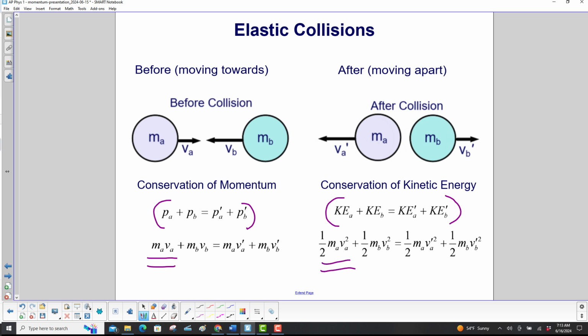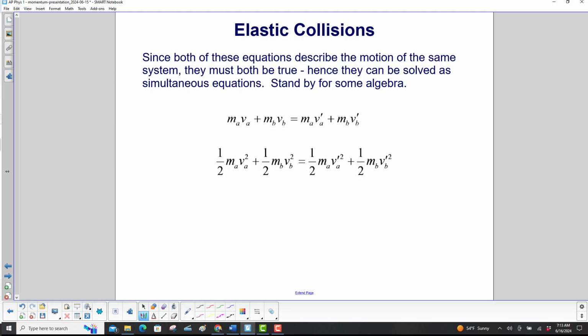And A and B, the subscripts, represent the two different objects. Since both of these equations describe the motion of the same system, they must both be true. Hence, they can be solved as simultaneous equations, or system of equations. Stand by for some algebra.